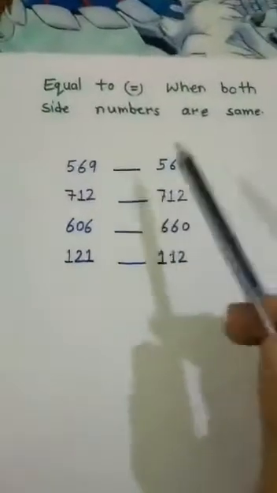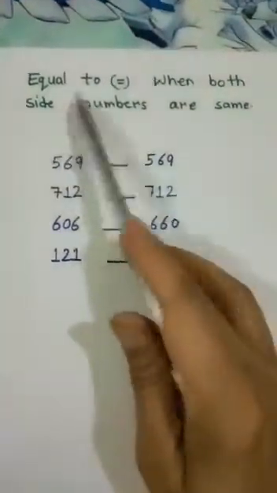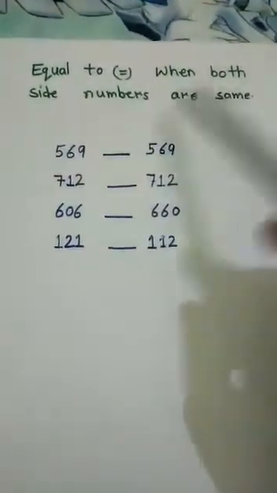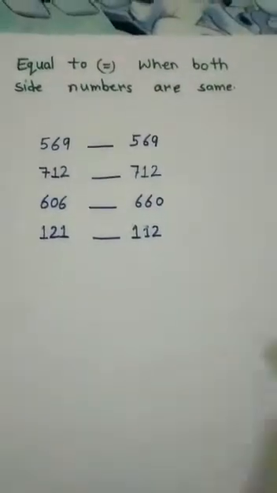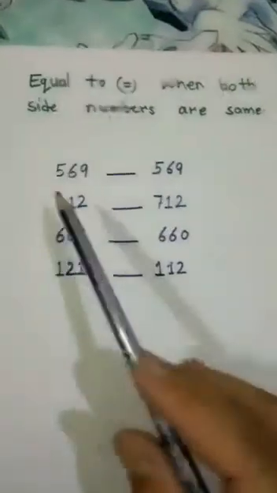Now dear students, look over here. Now we will know the use of equal to. Equal to is used when both side numbers are same. Both sides have the same number.